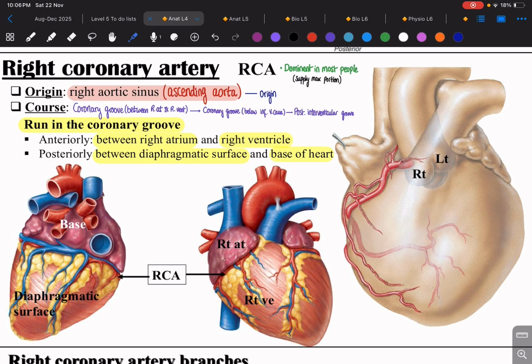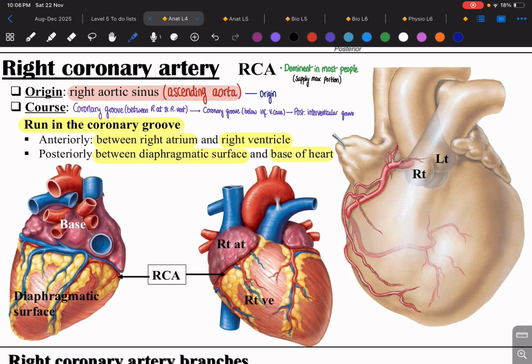And the course. What is the course? Course means the path or the route that this artery moves in. So in general we can say that the course of the right coronary artery is that it runs in the coronary groove. From its name, coronary artery, it runs in the coronary groove. Okay? But let's see it in more detail so we can understand it better.